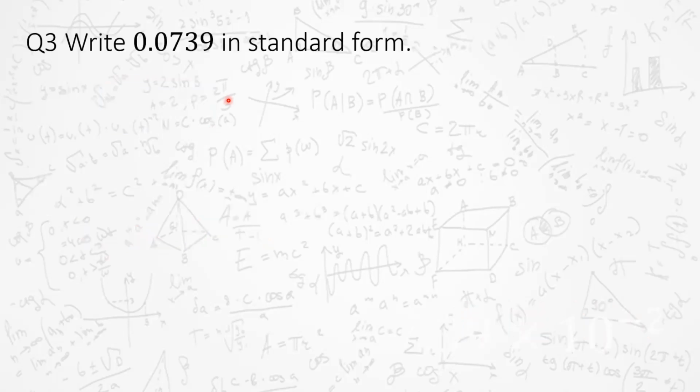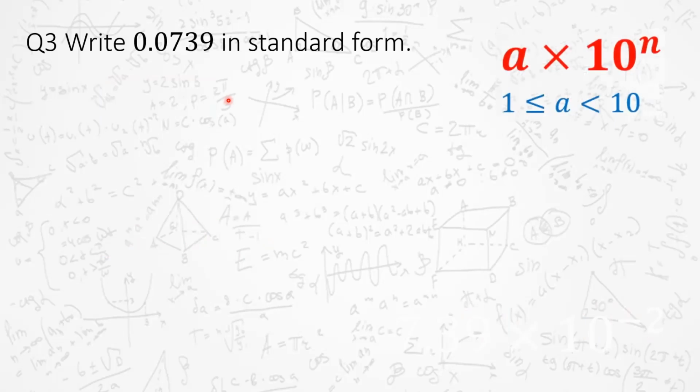Next, we have: write 0.0739 in standard form. Let's remind ourselves what standard form looks like. It's a times 10 to the power n, where a is between 1 and 10. For this number, the only option we have to pick a number between 1 and 10 is 7.39. And because your original number is smaller than this number, we have to use a negative power for the 10 so that we can have our result.